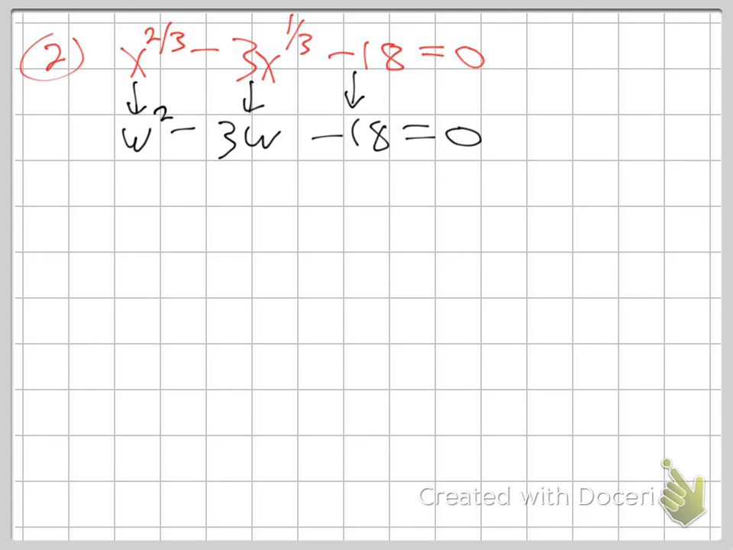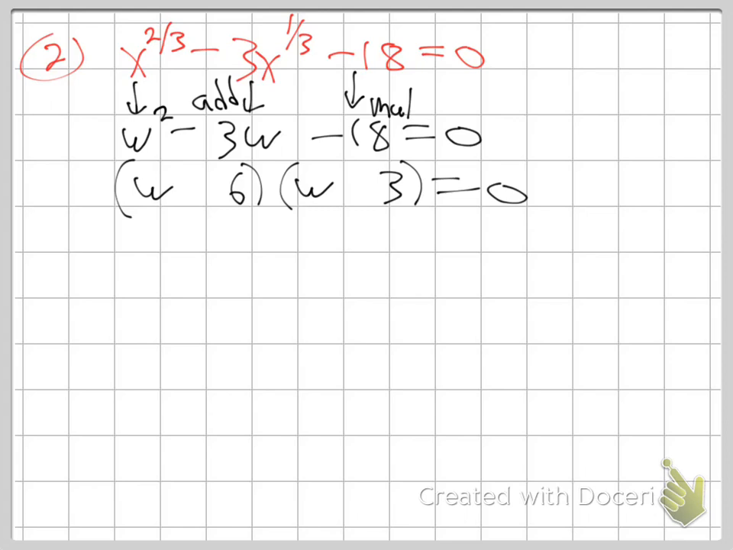Now solve for W. So how do you solve? Well, you could just factor. You could do the quadratic formula if you want to. But this one's pretty easy to factor. What two numbers multiplied, what times what is 18 and adds to be minus 3? So what times what's 18? 6. Yeah, 6 times 3 makes 18.